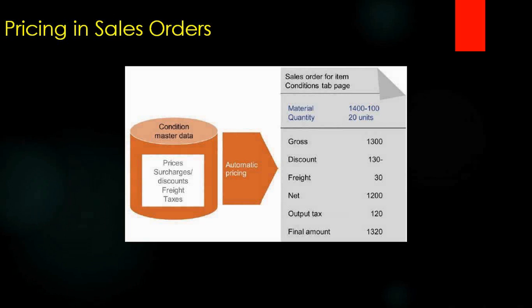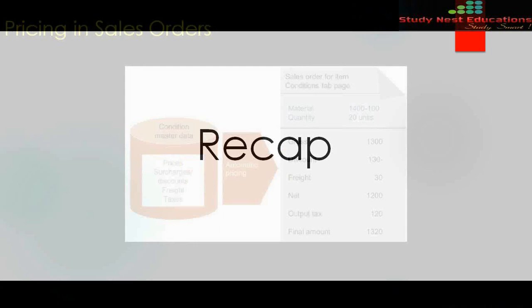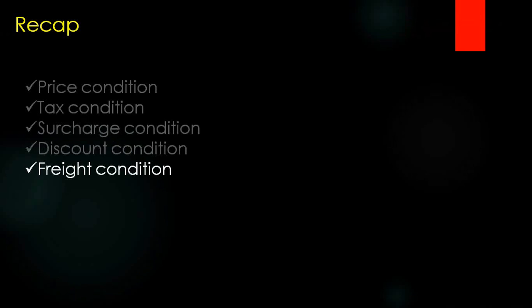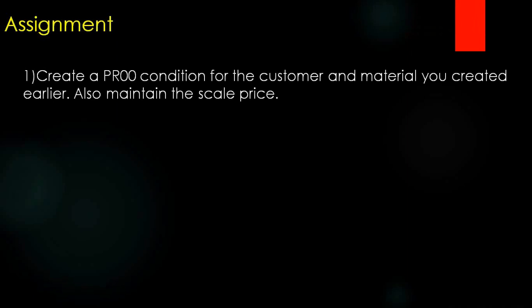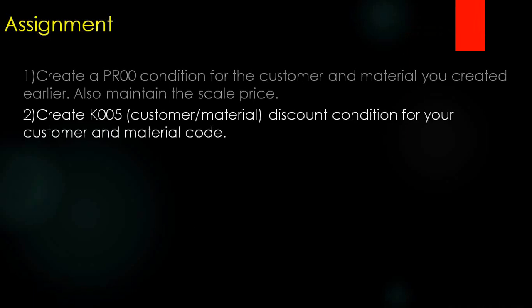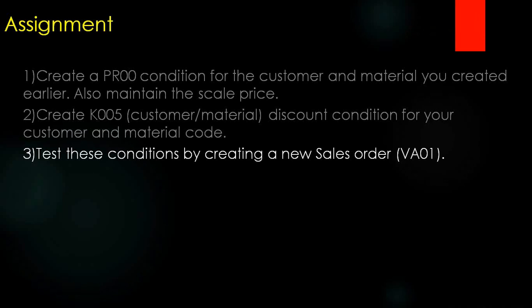As I said, we'll talk about pricing in more detail later on. Just a recap for today: we learned about the price condition, tax condition, surcharge condition, discount condition, and freight condition. For the assignment, I want you to create a PR00 condition for the customer and material you created earlier, also maintain the scale prices, and test it in the sales order. Then create the K005 custom material discount condition for a customer and material code, and test it by creating a new sales order. Make sure you can see K005 and PR00 automatically picked up in the sales order.